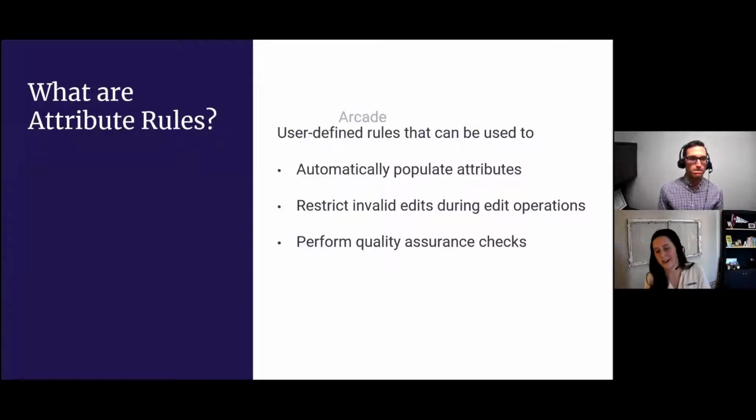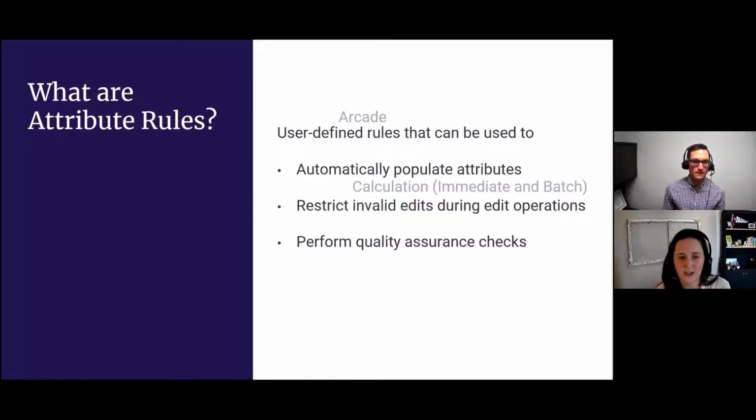What they don't really explain in this definition is that you need Arcade. You use Arcade scripting language, which is, again, where Hunter comes in. Those rules are all written in Arcade. And then the 3 types of rules, 3 or 4 types of rules. We've got calculation rules, and those can be immediate, intermediate, and batch calculation. And then constraint rules, which help us restrict those edits, and validation rules, which perform those quality assurance checks.